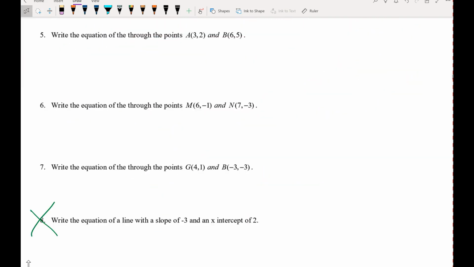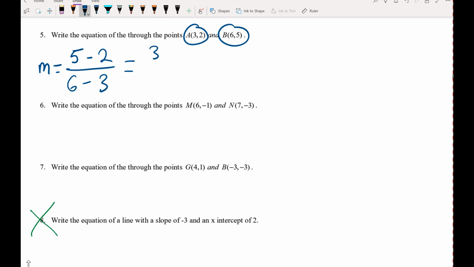So for number 5, they want us to write the equation of the line through these 2 points right here. Remember, you either need the slope and the y-intercept, or any point and the slope. So I'm going to start by plugging into the slope formula again: y2 minus y1 over x2 minus x1. And I get 3 over 3, or just positive 1. So when I plug into point-slope form, using that point right there, y minus 3 equals, my slope is 1, times x minus 2.